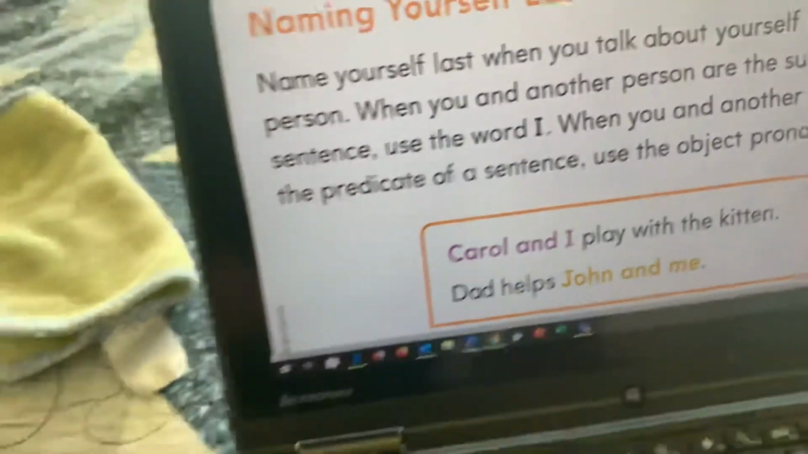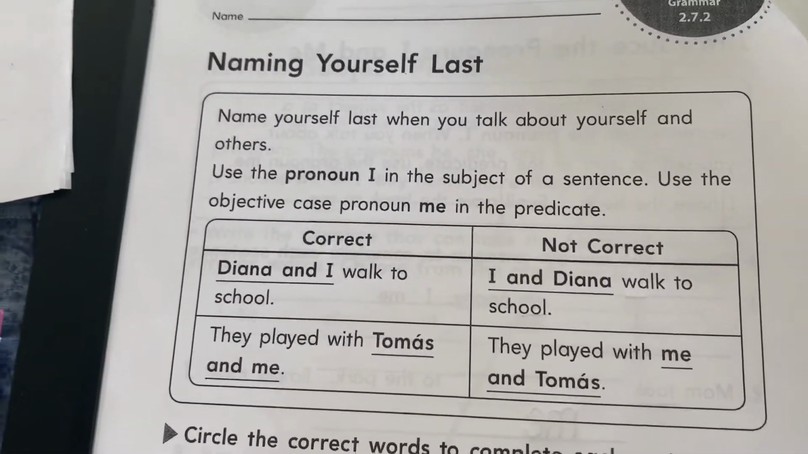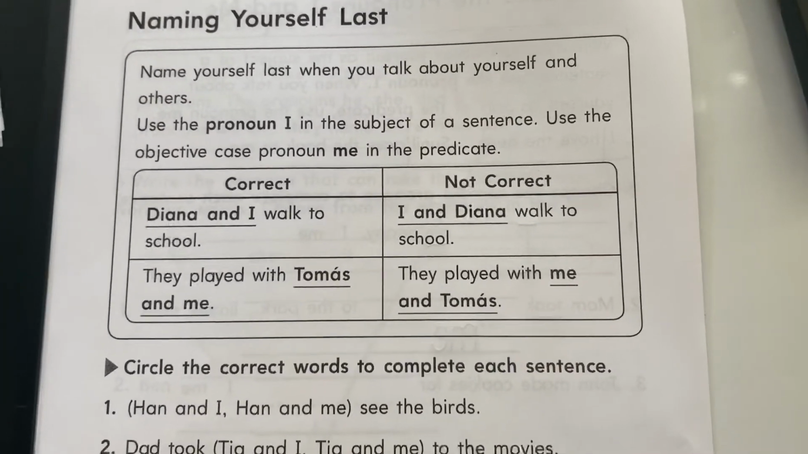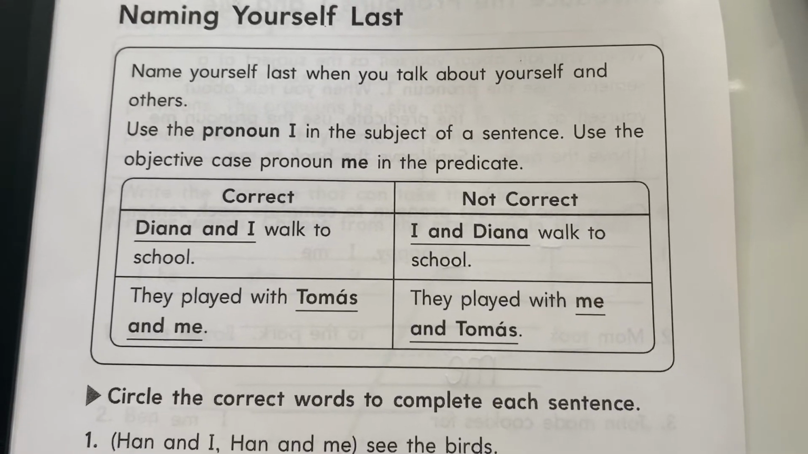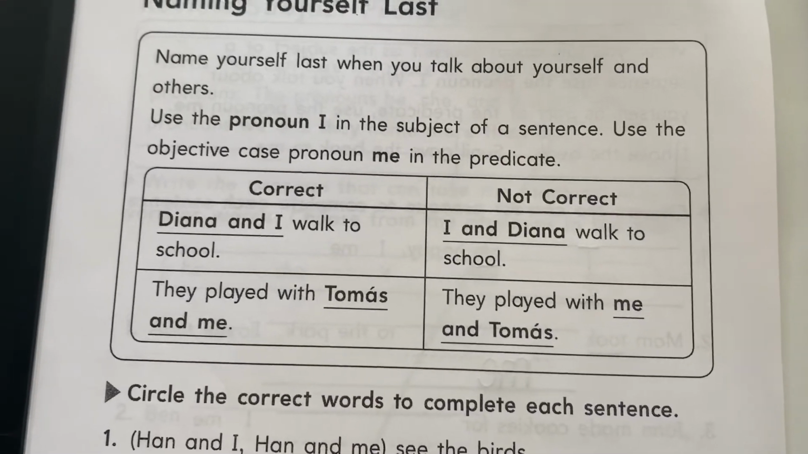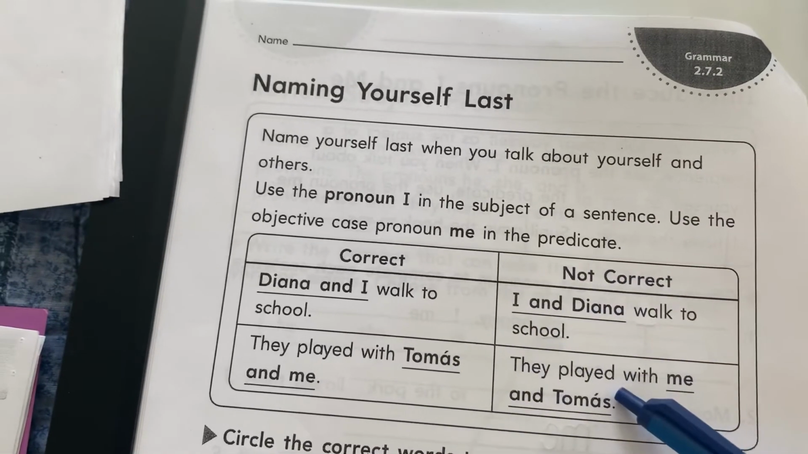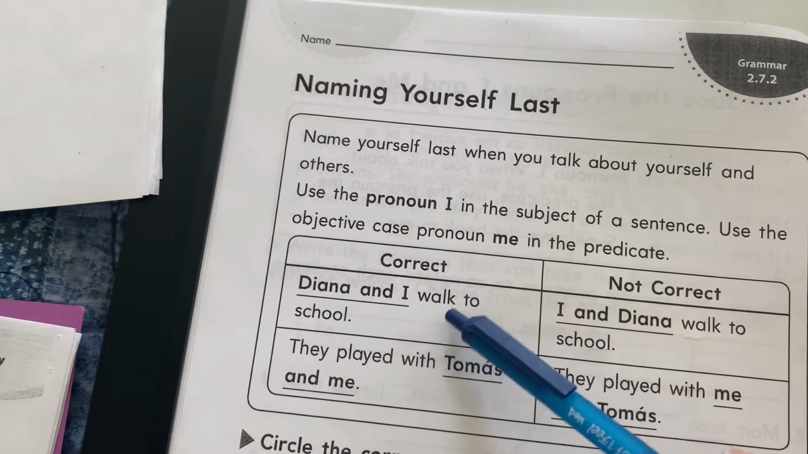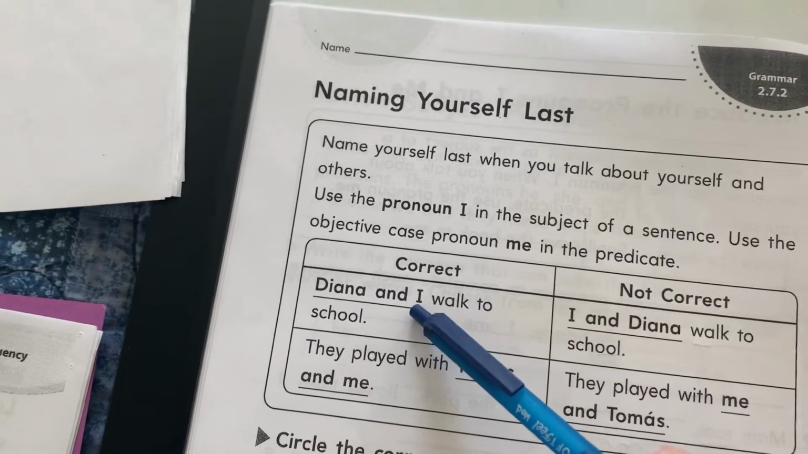Okay, so let's go ahead and go over this chart next that we have here, and then we'll do some practicing, okay? Name yourself last when you talk about yourself and others. Use the pronoun I in the subject of the sentence. Use the object case pronoun me in the predicate. So here they have it. They have the correct wording on this side and the not correct wording on this side. So correct. Diana and I walk to school. So Diana is first and then I is last.